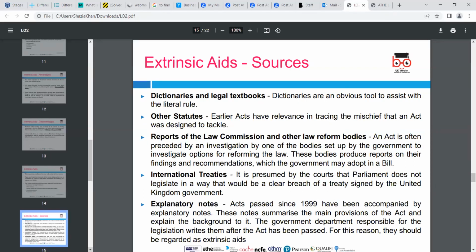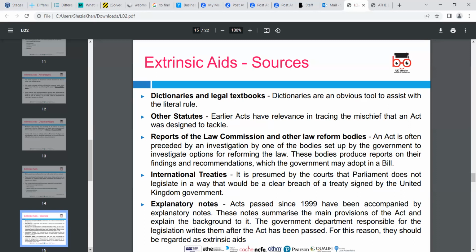Extrinsic aid sources, dictionaries and legal textbooks. Dictionaries are an obvious tool to assist with the literal rule. Other statutes, earlier acts, have relevance in tracing the mischief that an act was designed to tackle. Reports of the Law Commission and other law reform bodies. So an act is often preceded by an investigation by one of the bodies set up by the government to investigate options for reforming the law. These bodies produce reports on their findings and recommendations, which the government may adopt in a bill.